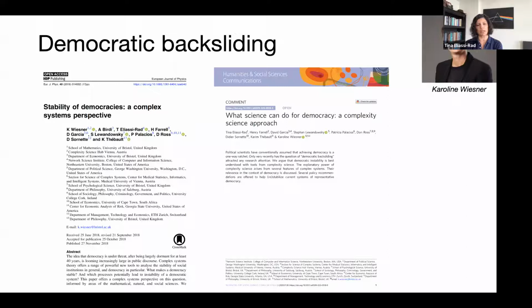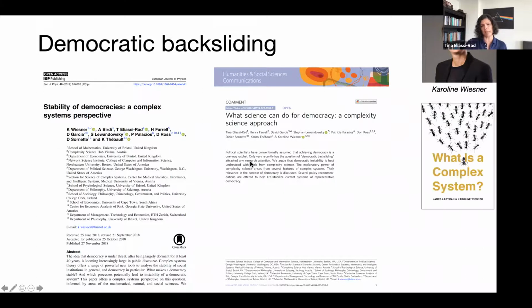This all started from a workshop back in 2018 about, can we think about democratic backsliding as instability in a complex system? And if you look at it from a complex system perspective, then you can come up with not only theories that explain the democratic backsliding that we're seeing, but also policy recommendations. And so the second paper, published in Nature's Humanities and Social Sciences Communications, was about policies that you can recommend based on looking at what we're seeing as a complex system.